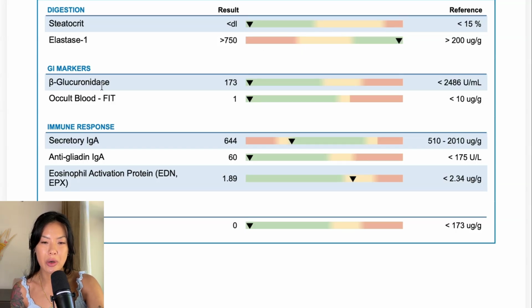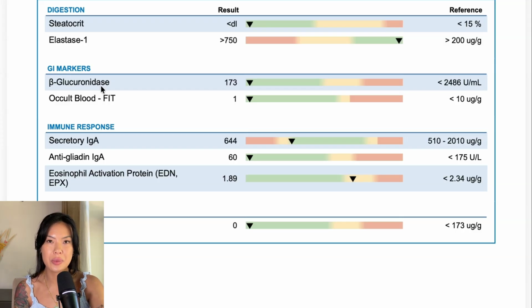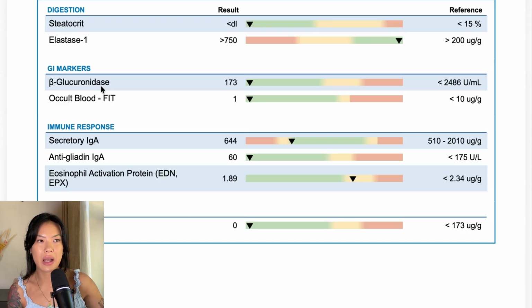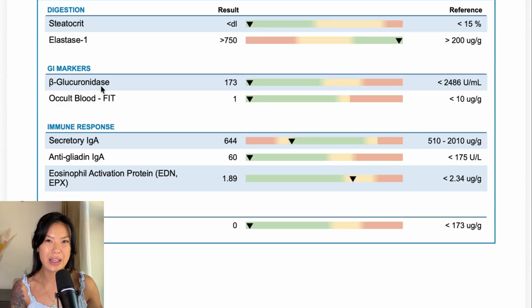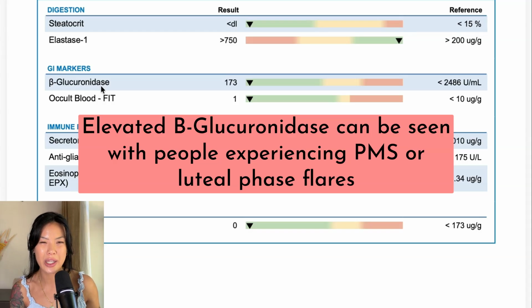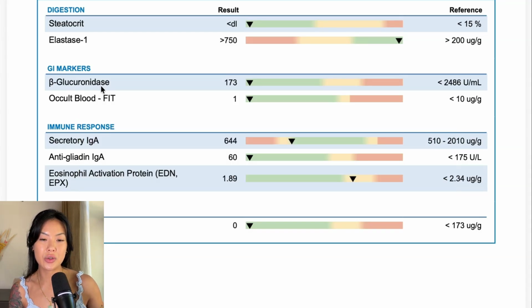Beta-glucuronidase, that's the GI marker here. This looks at how you're recycling hormones and toxins out of the body. What I often see in eczema cases is that if someone is experiencing flare-ups during their cycle, especially in the luteal phase into the menstrual phase, or if someone is experiencing a lot of PMS symptoms, that tells me that there's excess estrogen circulating in the body that's not recycling properly. Their beta-glucuronidase will be really high. So there are targeted supplements to address this, as well as nutrition interventions.